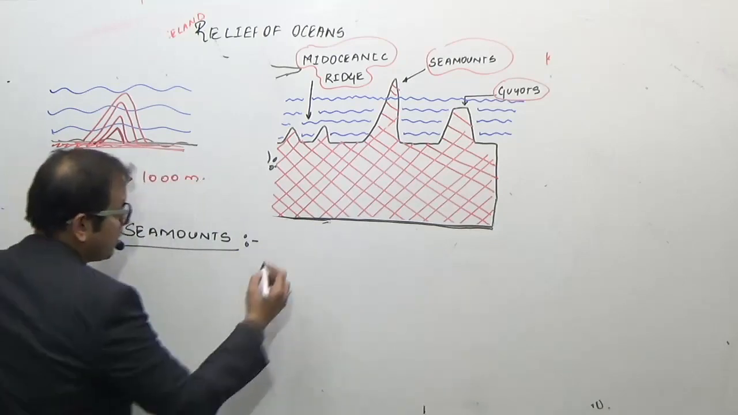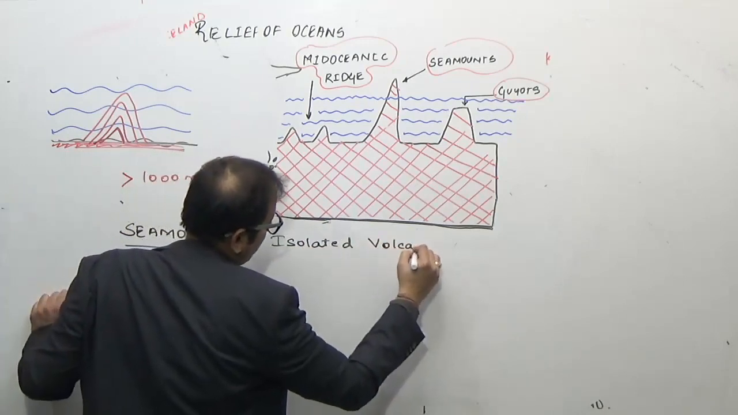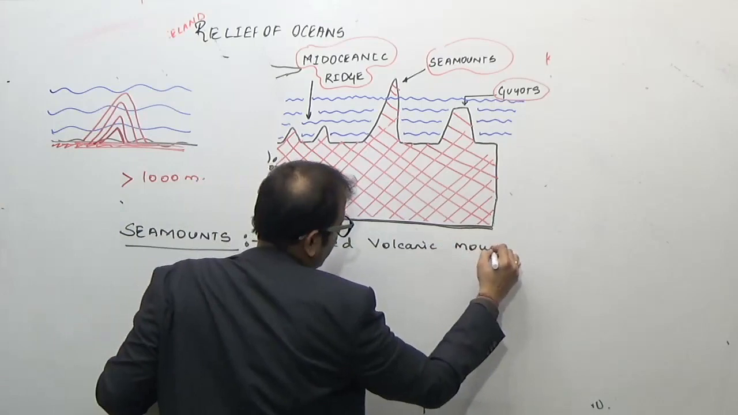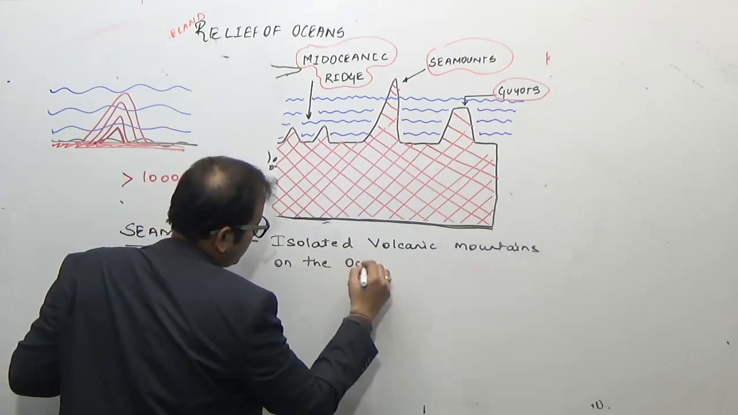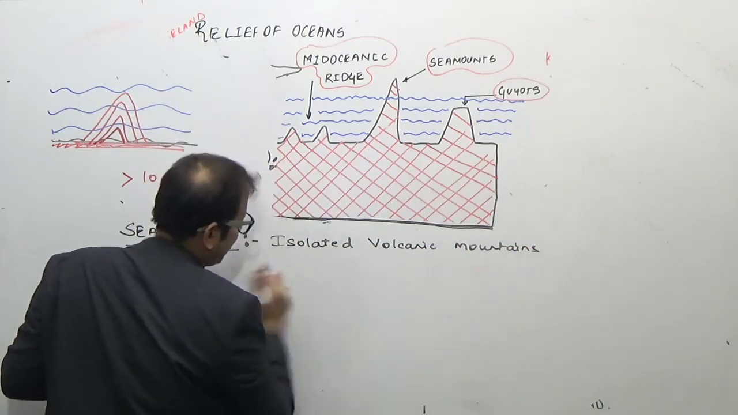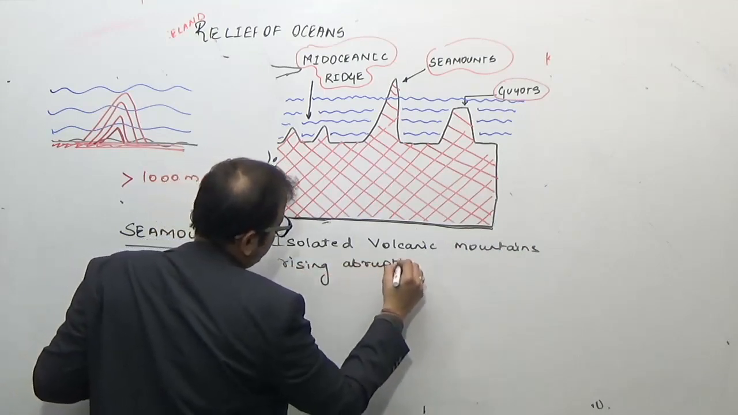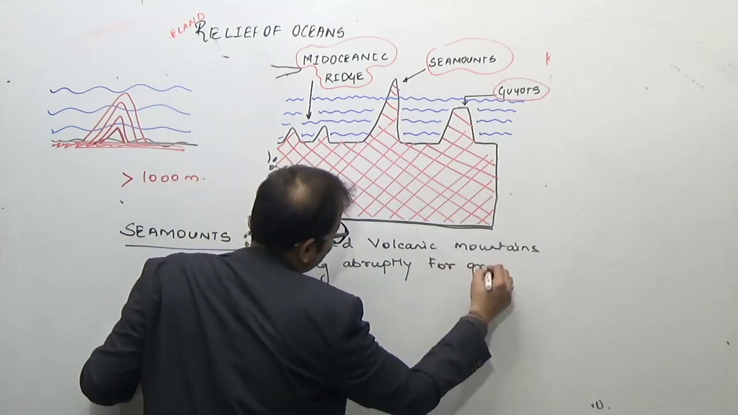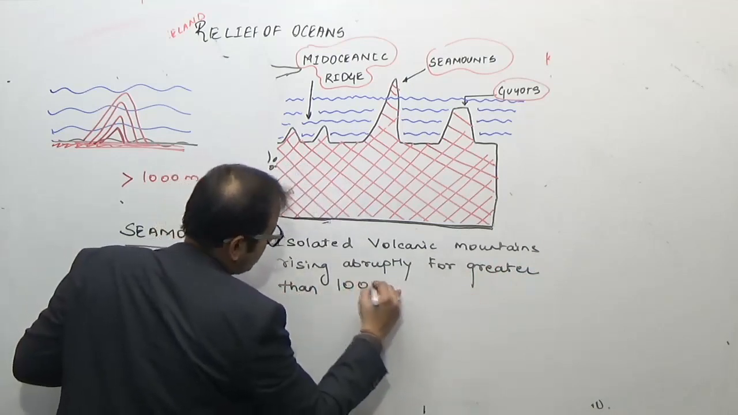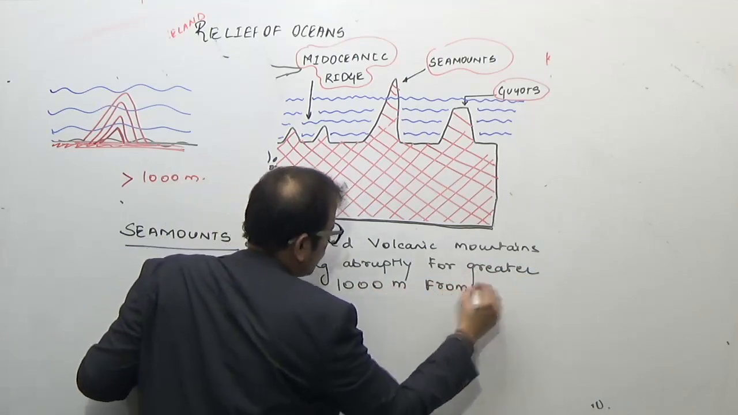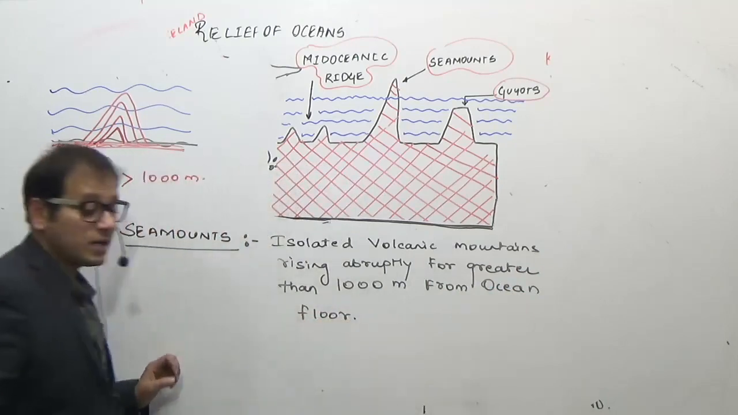So what are seamounts? Isolated volcanic mountains on the ocean, rising abruptly for greater than 1000 meters from the ocean floor. From the ocean floor. These are known as seamounts.